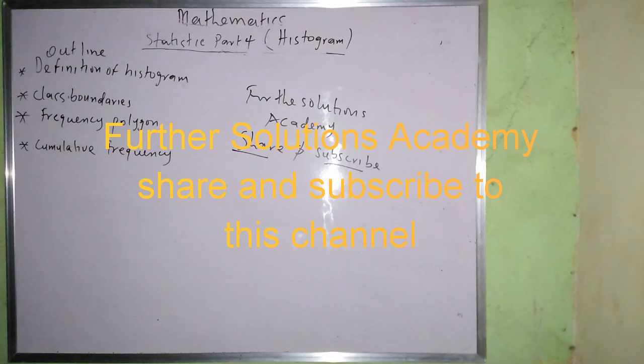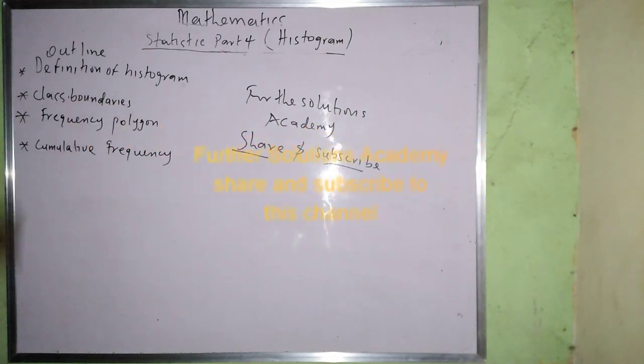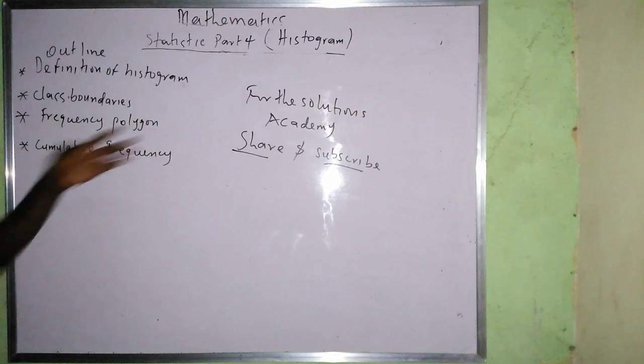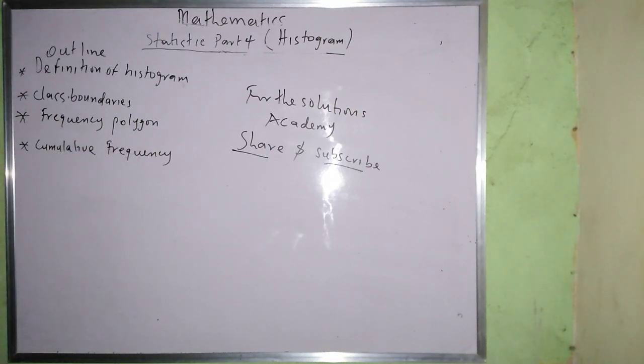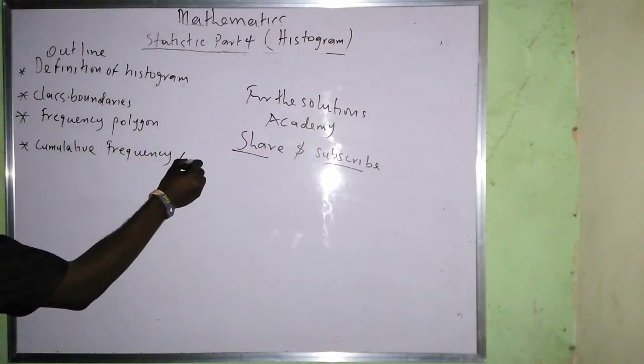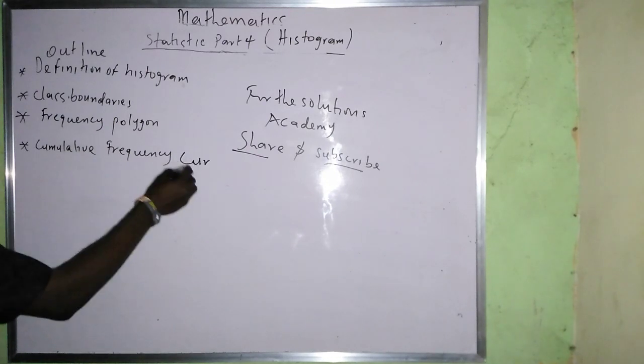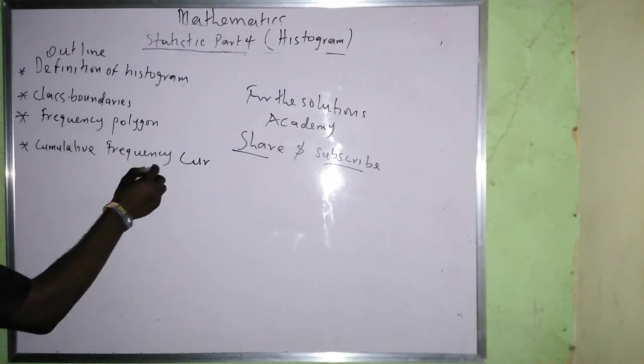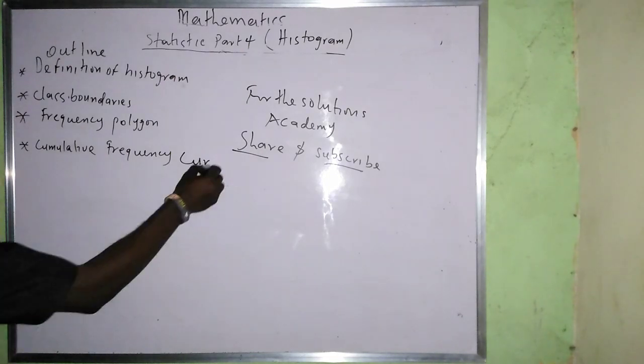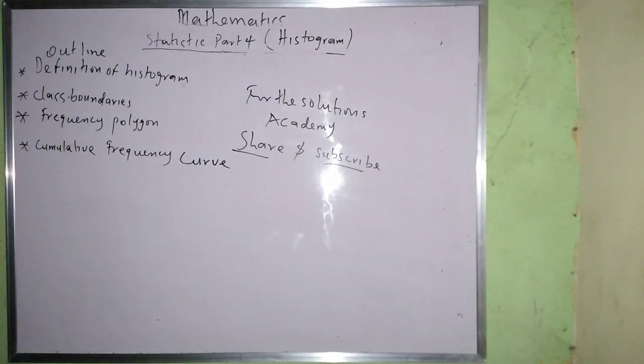Now, the outline of this video. Number one, definition of histogram, class boundaries, frequency polygon, and cumulative frequency curve. There's a mistake there. It's supposed to be cumulative frequency curve.